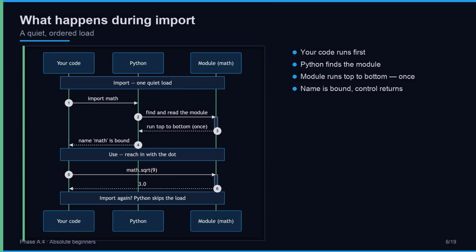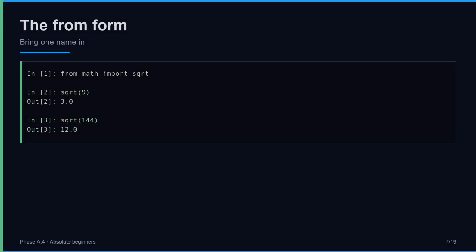Think through the order. Your code runs first. At the import line, Python pauses and finds the module. It reads the module file once, top to bottom. Any names defined in that module, functions, variables, get stored. Then control returns to your code, and the module name is bound and ready. If you import the same module again later, Python skips the load, it remembers. Load once, reuse many times. Quiet, ordered, once.